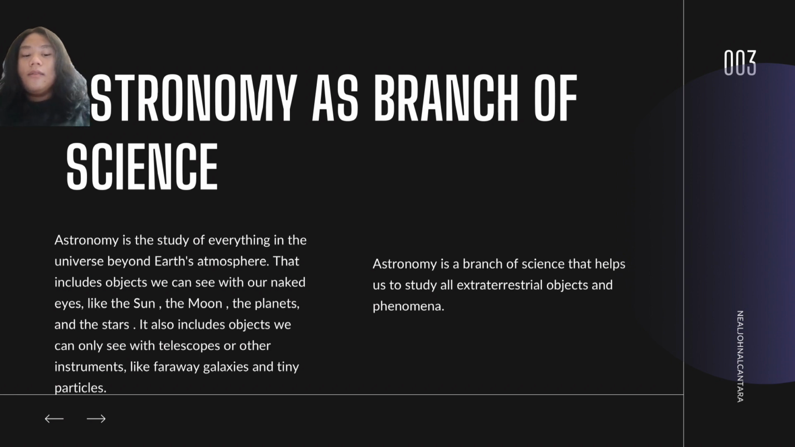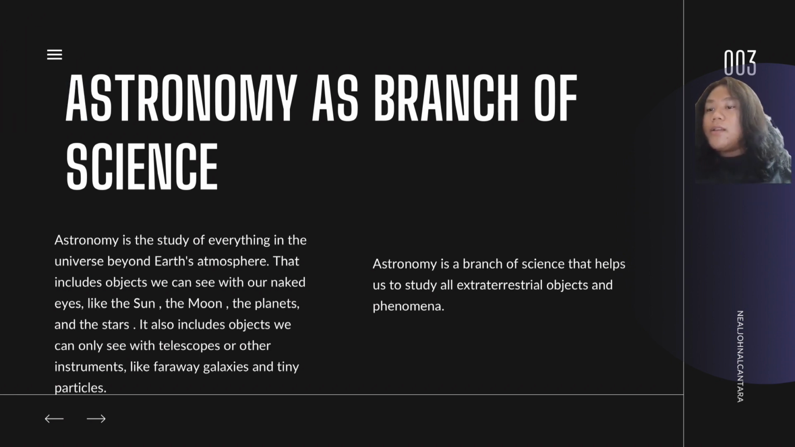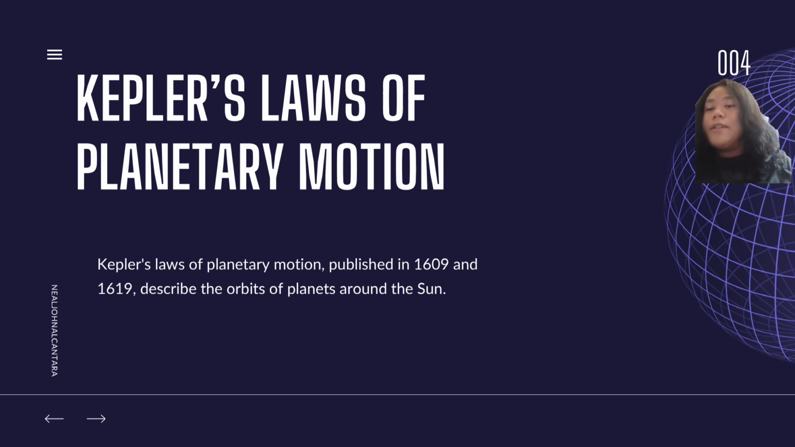Astronomy. Astronomy is the study of everything in the universe beyond Earth's atmosphere. That includes objects we can see with our naked eyes, like the sun, the moon, the planets, and the stars. It also includes objects we can only see with telescopes or other instruments, like faraway galaxies and tiny particles. Astronomy is a branch of science that helps us study Kepler's laws of planetary motion.